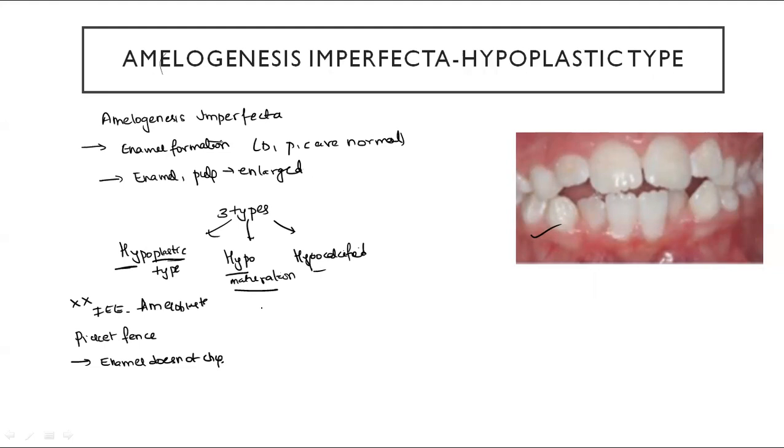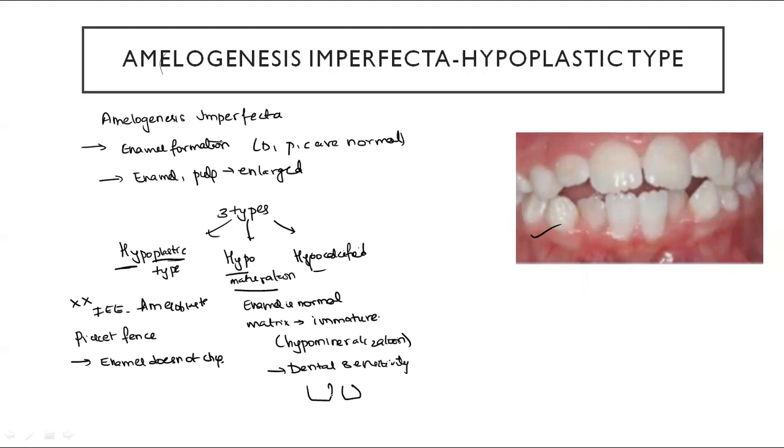In hypomaturation, the enamel thickness is normal, but there is a maturation problem. The matrix is immature because there is hypomineralization. Due to that, there is dental sensitivity. Because mineralization is not proper, the easy way to identify it is the loss of interproximal contacts, and the teeth look very small. Radiographically, the radio-opacity is slightly reduced.